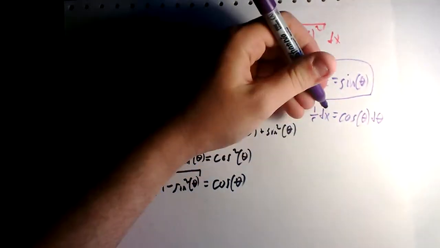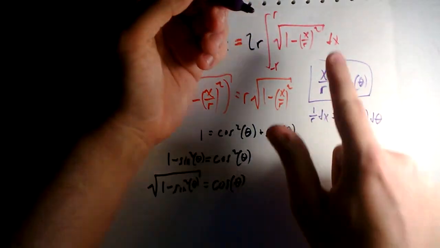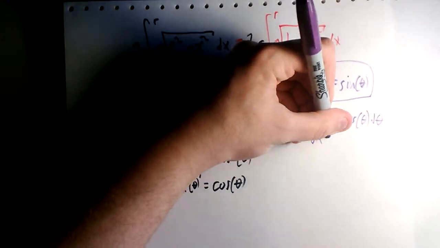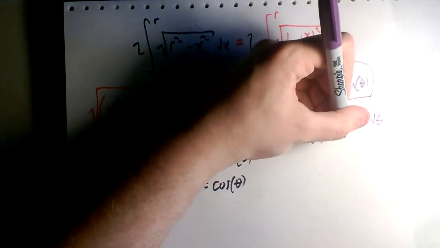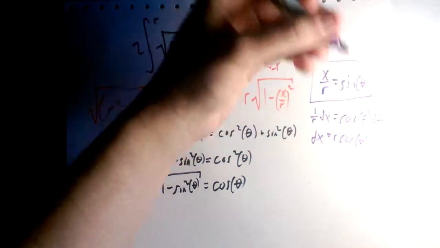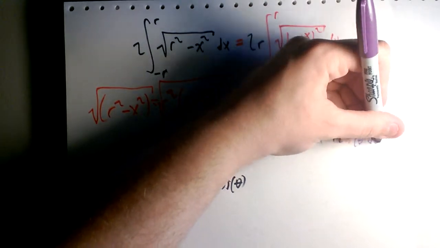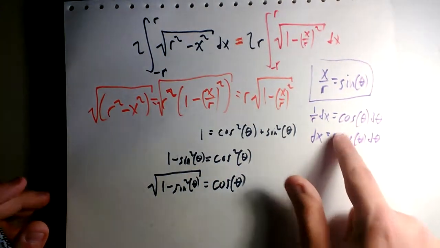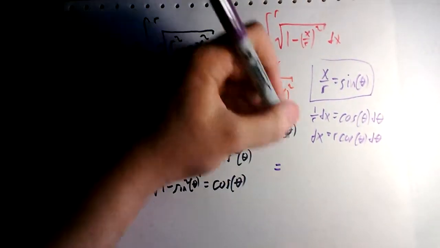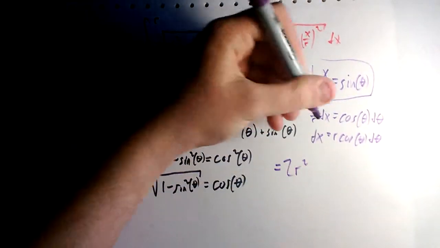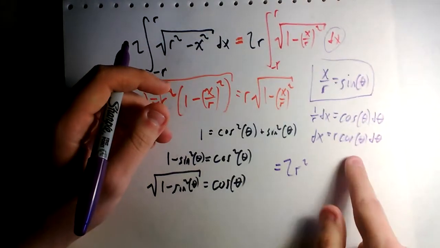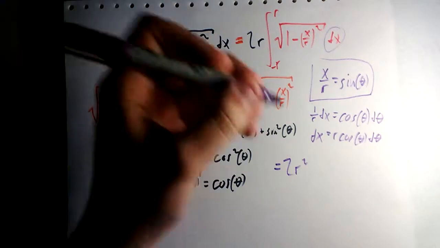Let's simplify it. Let's just get dx by itself. So dx, let's multiply by r. We have dx equals r cosine theta d theta. Hey, we got an extra r on the outside. It's like we're feeding it r's. So if we replace dx with this, we get an extra r on the outside.